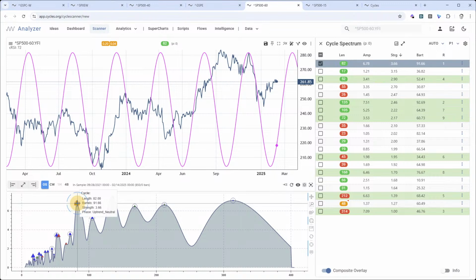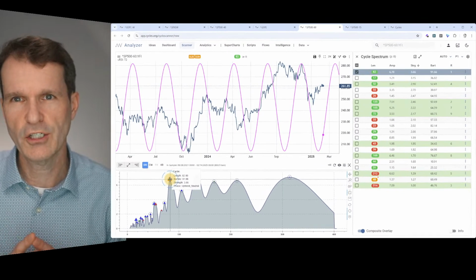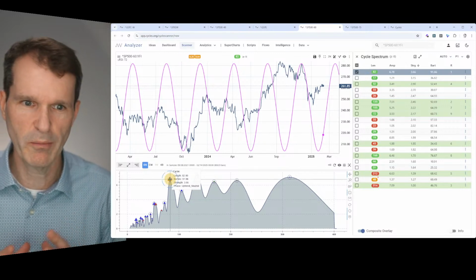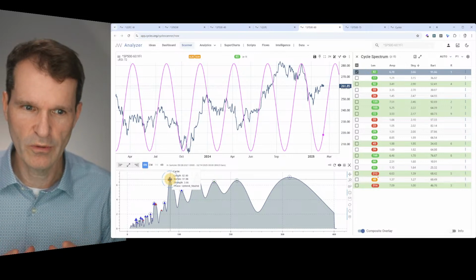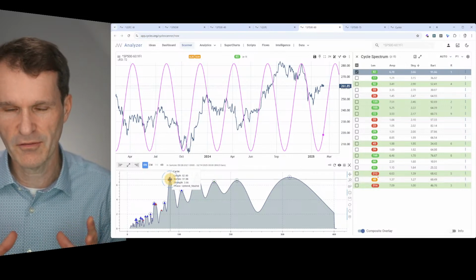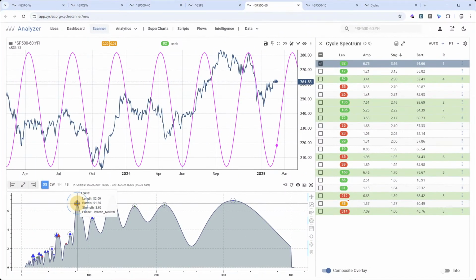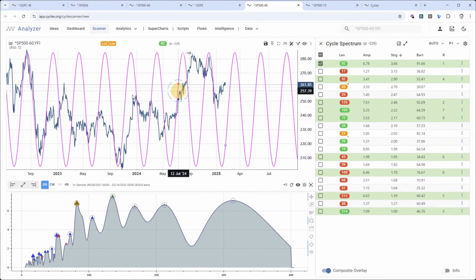By the way, this could be a harmonic relation to the 170-day cycle. 82 multiplied by 2 is close to 170. Not sure, but at least one observation. And let's see, I will not plot the visual confirmation now.